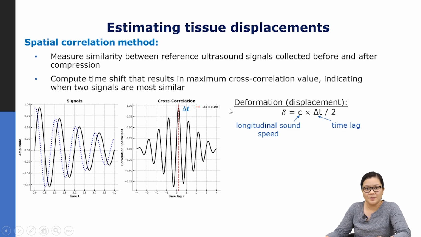Then you can compute the deformation or the displacement of the tissue by using the range equation that we have discussed before. So the displacement equals the longitudinal sound speed times this time lag divided by 2. Now this will be in units of meters.